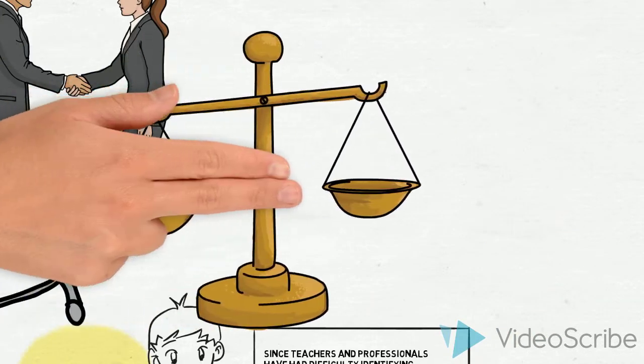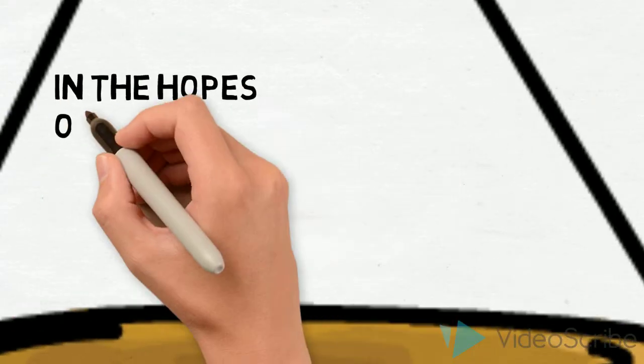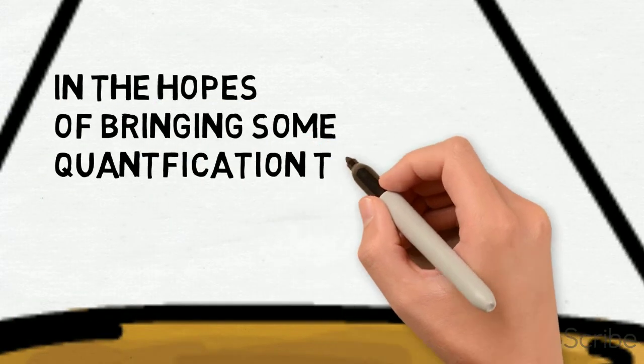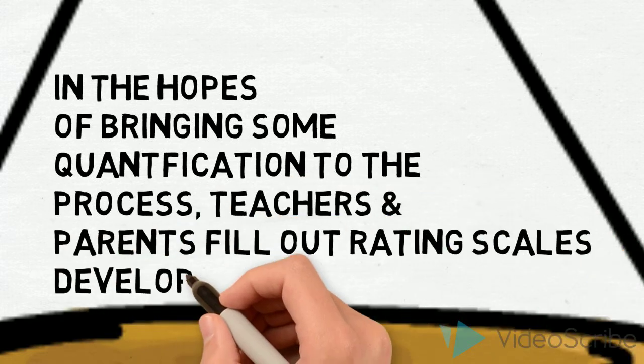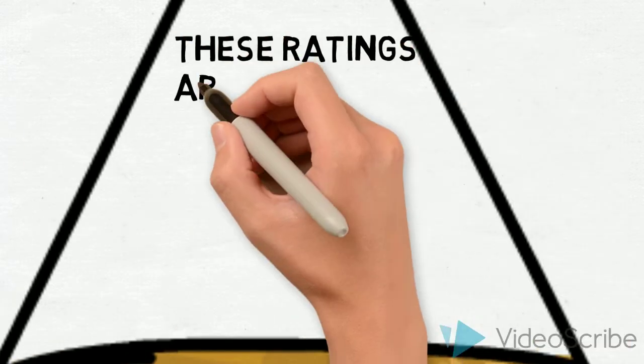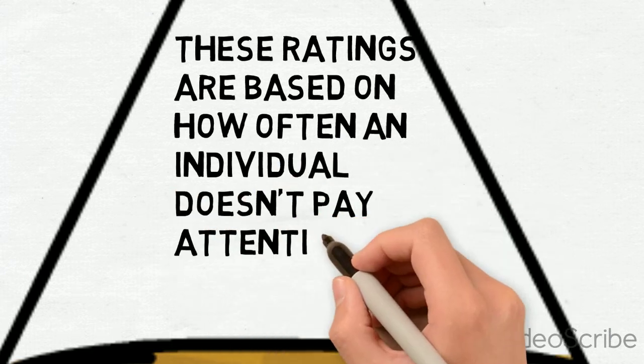Our third component is teacher-parent scales. Professionals hope to bring some quantification to the process and therefore have teachers and parents fill out scales. These ratings are based on how often an individual does not pay attention in class, gets distracted, fidgets, and so on.